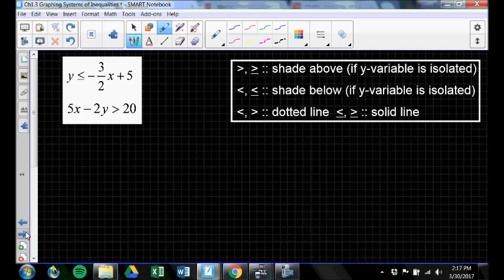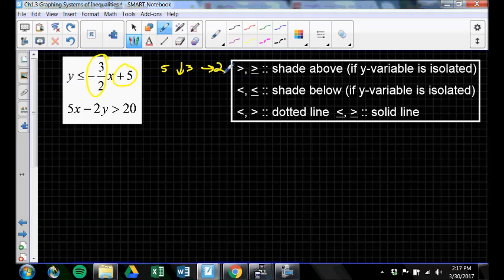This has two inequalities here. Y is less than or equal to negative 3 over 2 x plus 5, and 5x minus 2y is greater than 20. The first one is in slope-intercept form. The slope is negative 3 over 2, the y-intercept is 5. So it's going to start at 5, it'll go down 3, right 2.